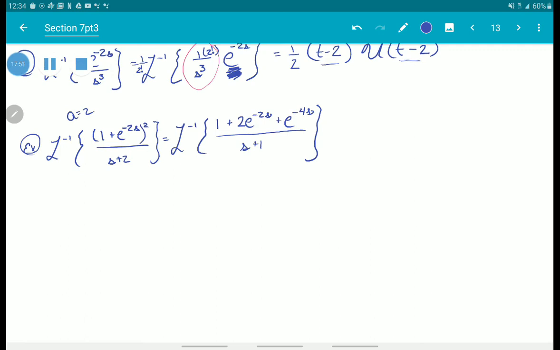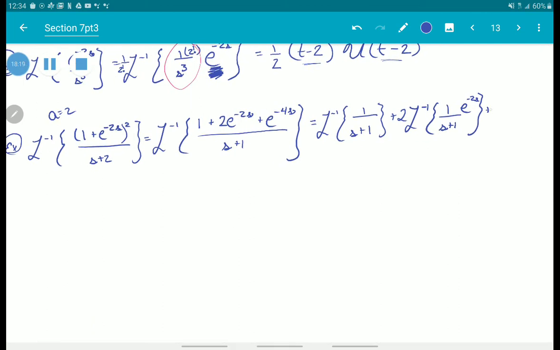Now, we're going to split that numerator, and I'm going to do 2 steps in one here. I'm going to split the numerator and separate the pieces. So there's our first piece if I put 1 over that denominator. Here's our second piece, if I put 1 over the denominator multiplied by e to the negative 2s. And then that last piece would be 1 over s plus 2 multiplied by e to the negative 4s.